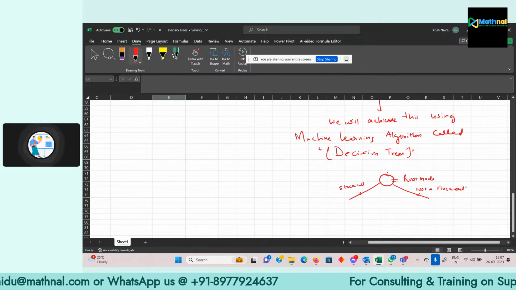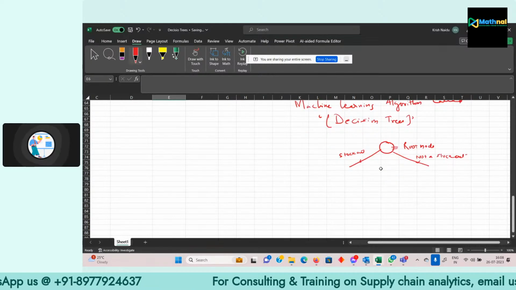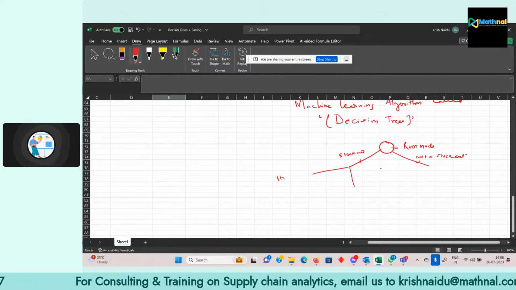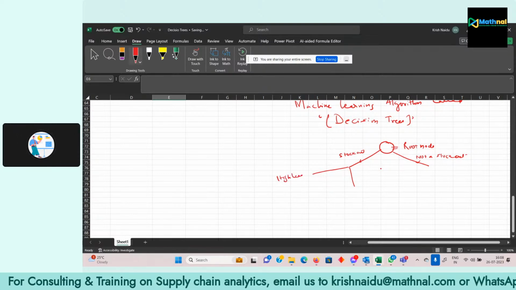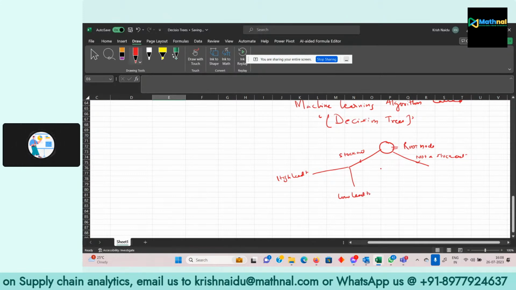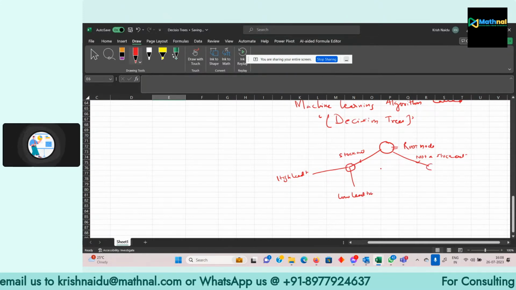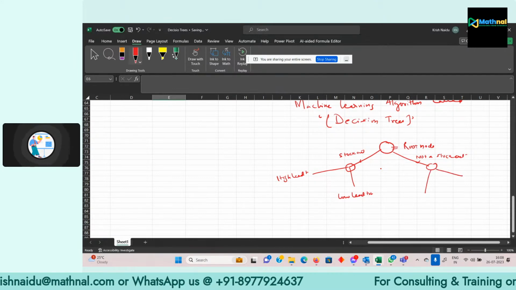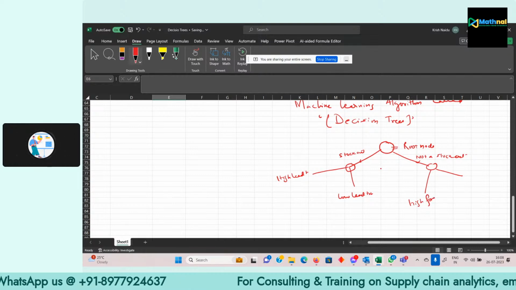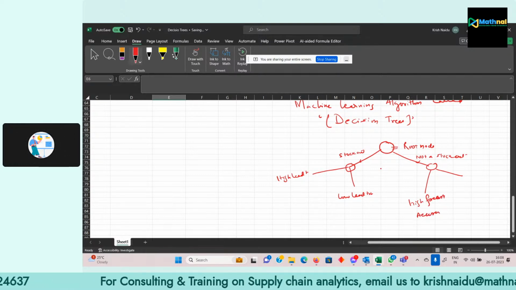I'm just building a general tree, but this is not the way we're going to build. If a stock out is there, what is the reason for the stock out? Is it because of high lead time or low lead time? There's one more node here. We are going to make a decision here: is it because of high forecast accuracy or low forecast accuracy?